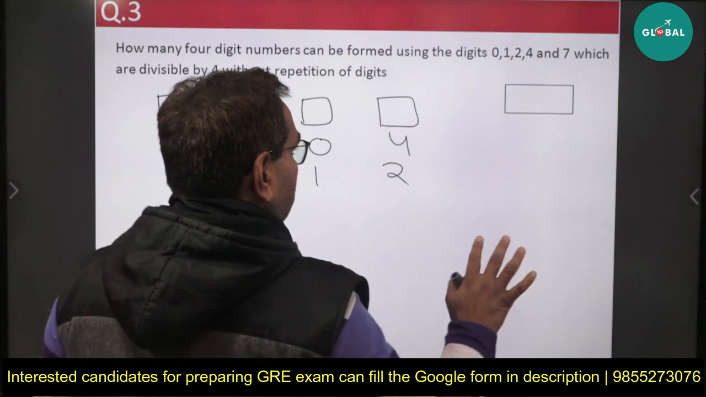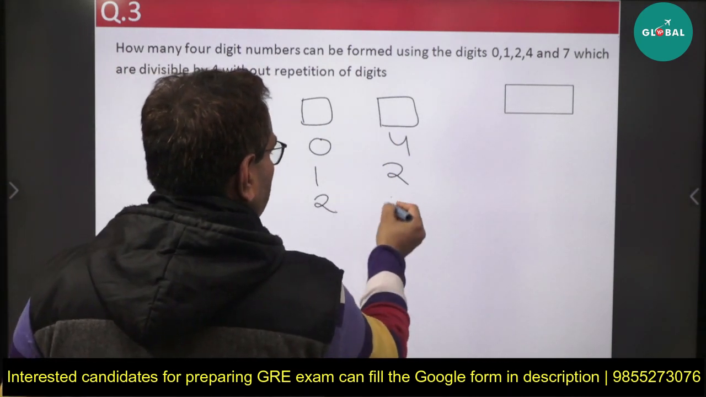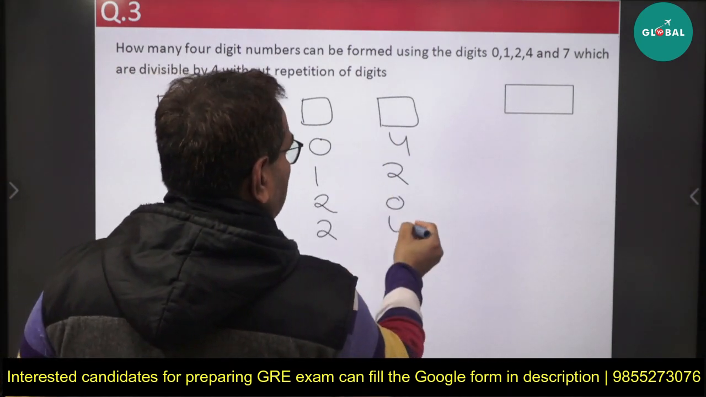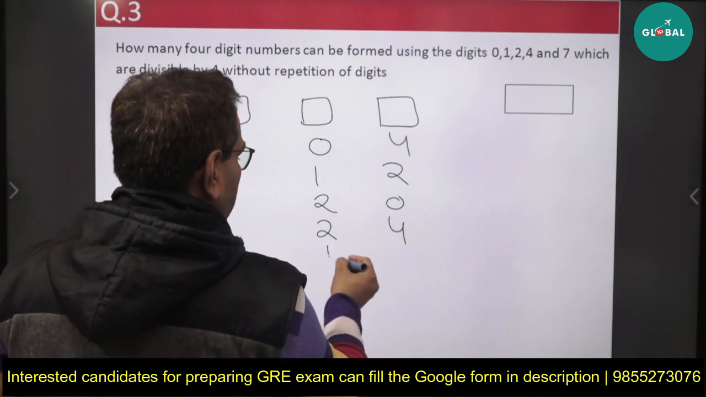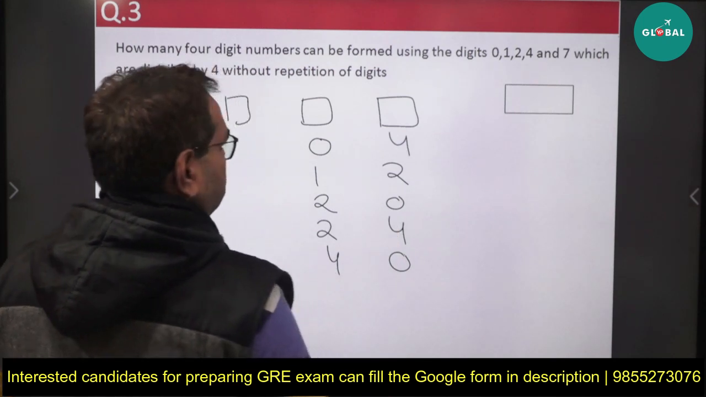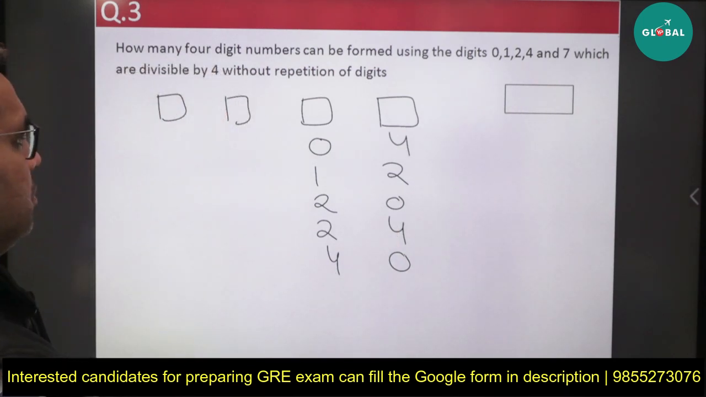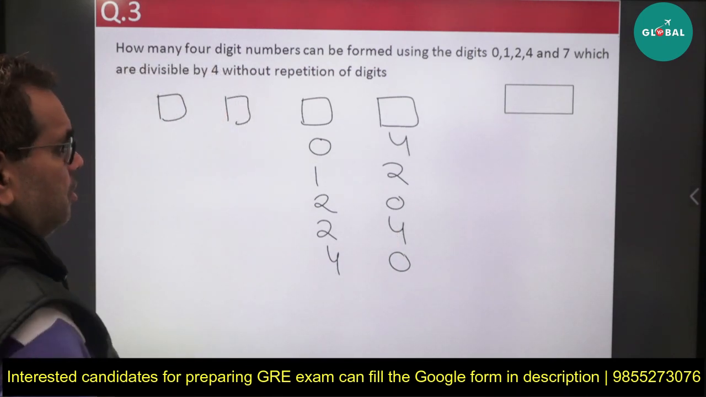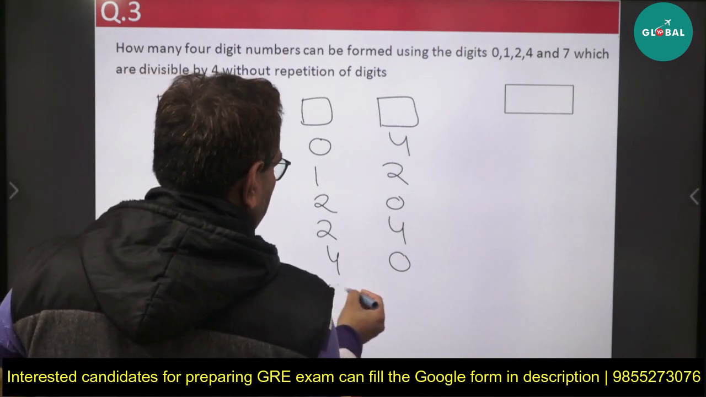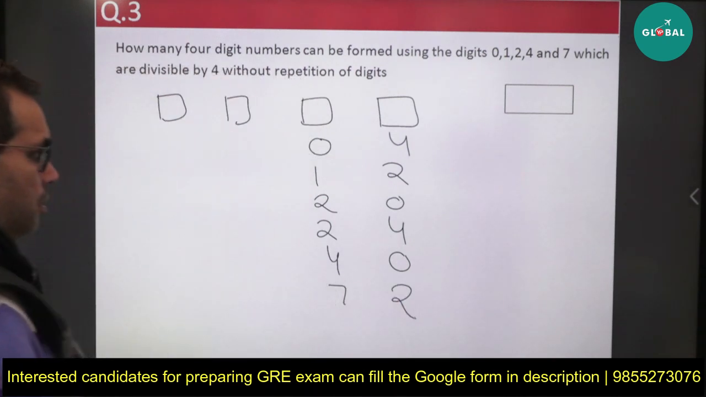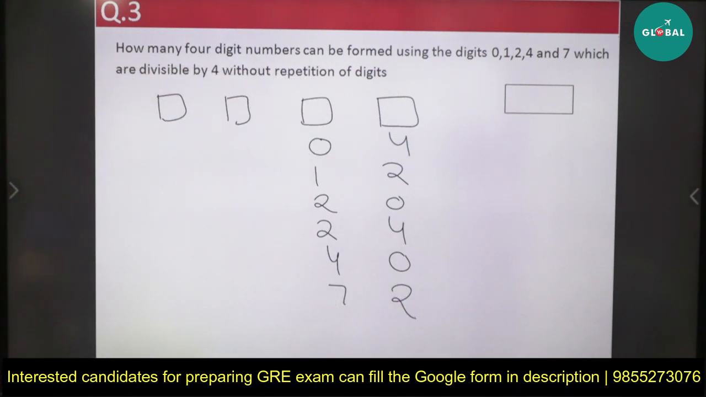Now 1 7, no. Now 2 0, then 2 4, and then we have 4 0. Now we have 4 1, 4 2, 4 7, no, then 7 2. So these can be the last 2 digits.